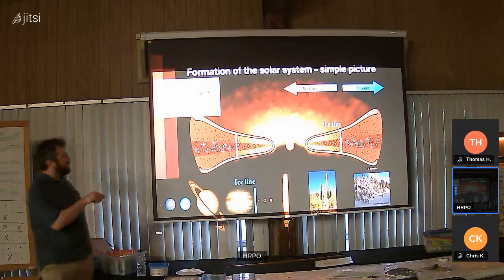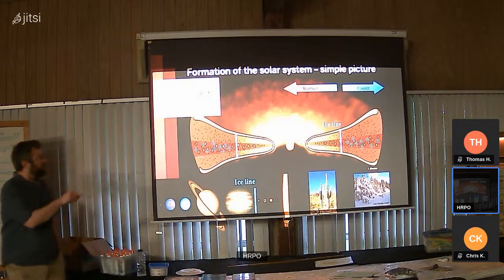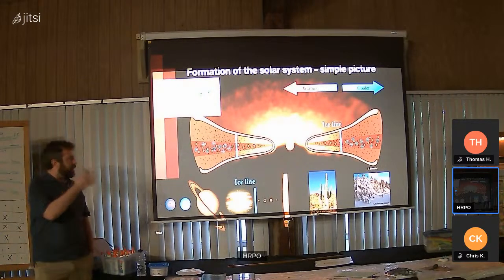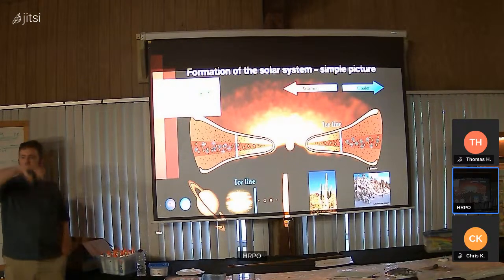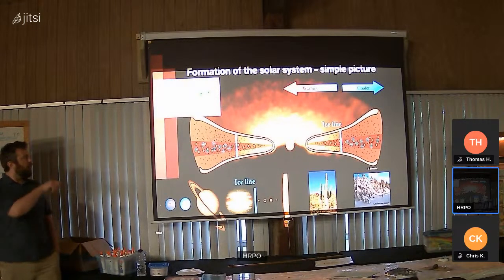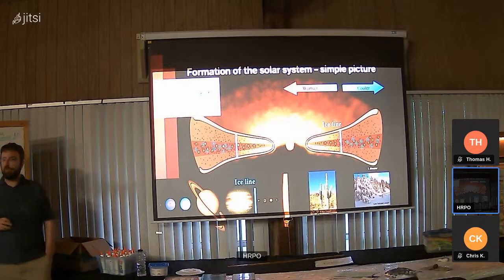So basically you get more solid material out in the outer region because you have a mix of rock and ice. That is thought to give you enough density of solid materials to form the core. And then that core, if it forms quick enough, can gather the gas around it. And so it's thought that only in the outer regions can giant planets form.